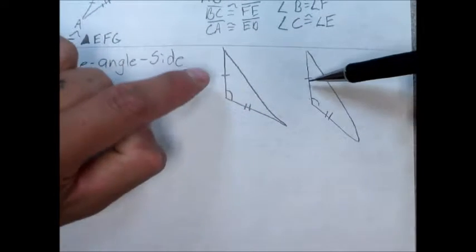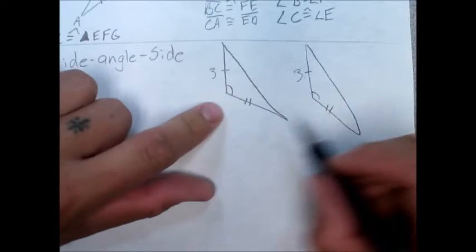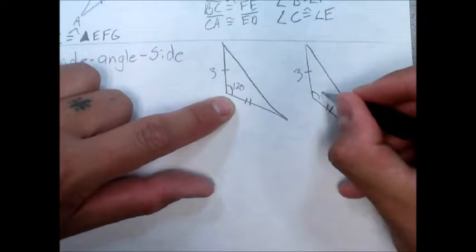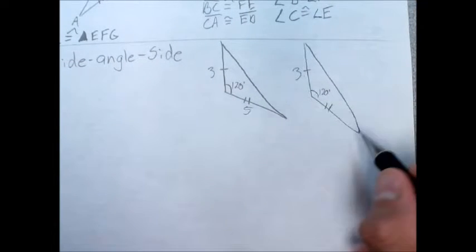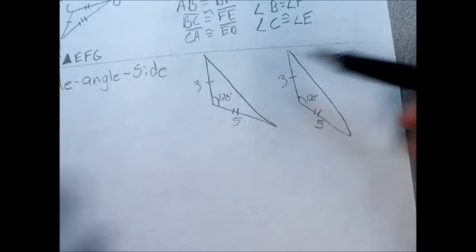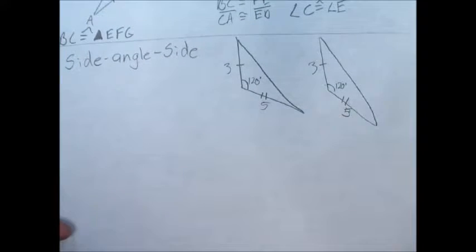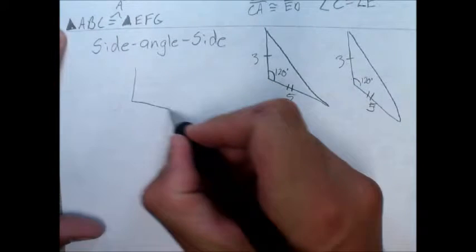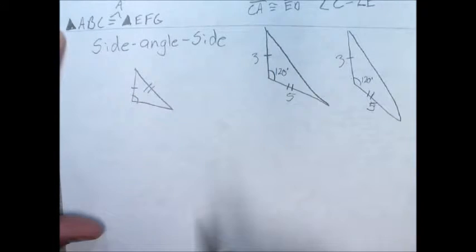I would need to know that this side is congruent to that side. So let's say that that was 3. This angle, 120, is congruent to this angle, 120, and that this last side is also congruent to this last side. And they'd have to be in that order, okay? I can't say two sides, okay? I'm going to show you an example here in a second. I can't say this side, this angle, and that side, okay? They have to be in order.